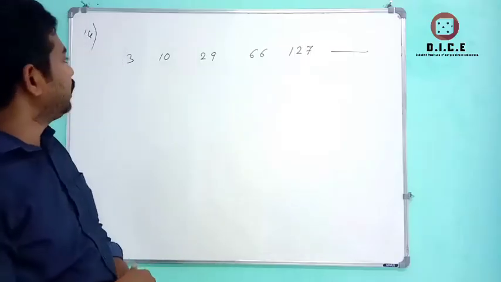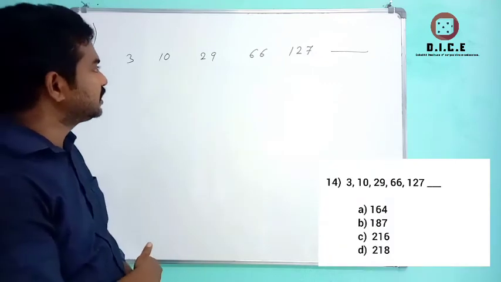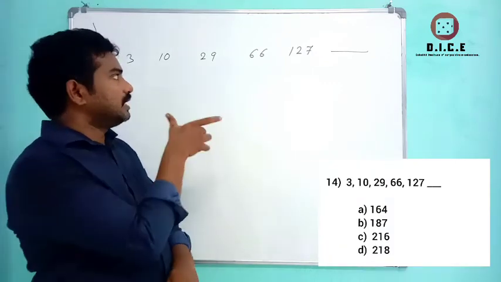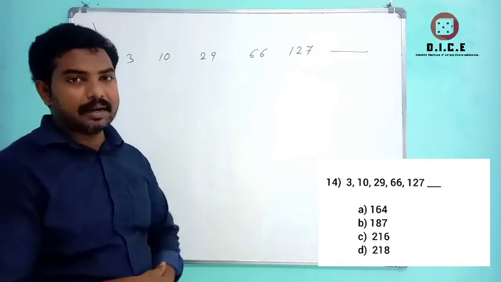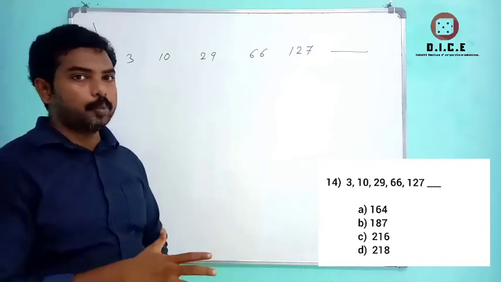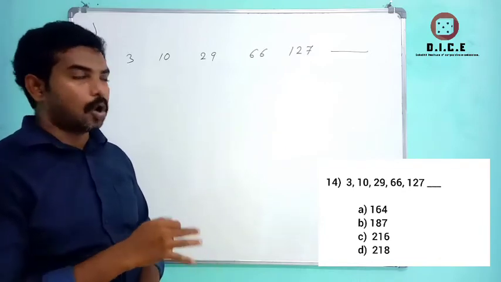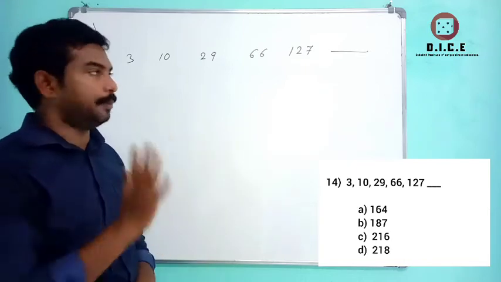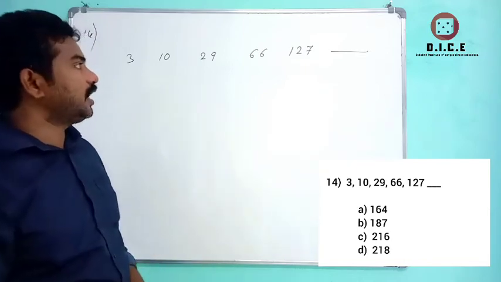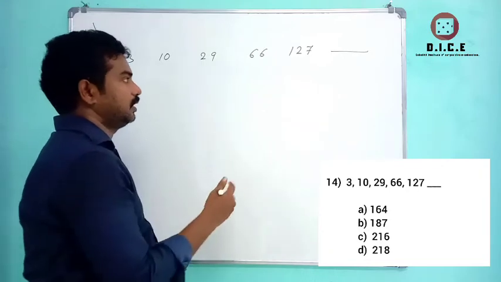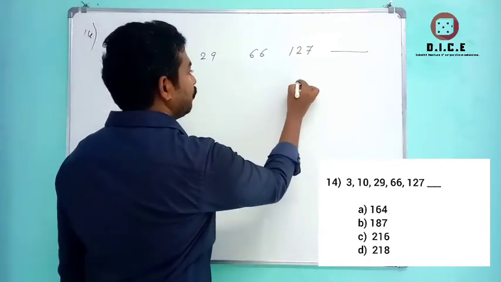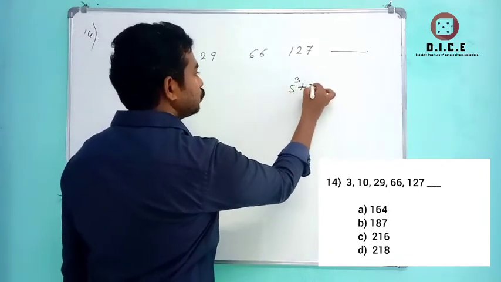See the question number 14 here: 3, 10, 29, 66, 127. So by seeing the pattern, if you are aware of squares and cubes perfectly, definitely you can solve the question without putting pen on the paper. So 127 is very much nearer to 125. That is nothing but 5 cube. 5 cube is 125 plus 2.